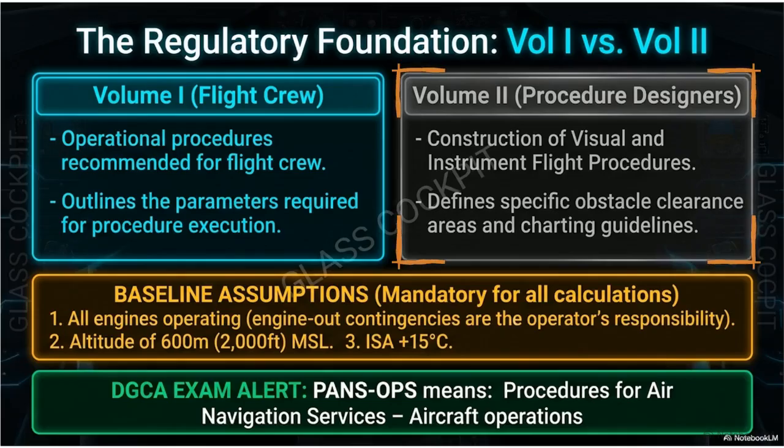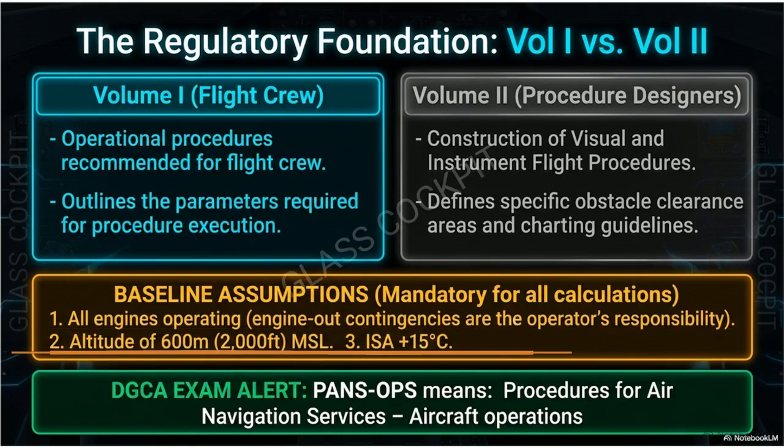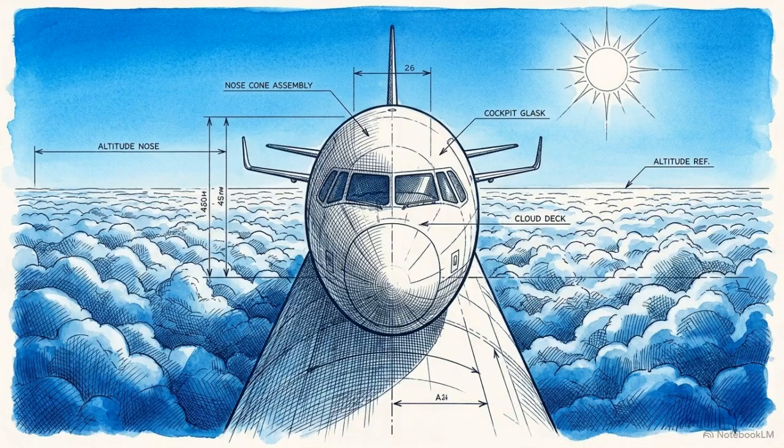The document is strictly divided. Procedure designers use Volume 2, while flight crew requirements are within Volume 1. PANS-OPS relies on three baseline assumptions: all engines operating, an altitude of 600 meters MSL, and ISA plus 15 degrees Celsius. Engine out contingencies and the resulting obstacle clearance calculations are the legal responsibility of the operator. PANS-OPS parameters assume all systems are functioning normally to ensure standard obstacle clearance.